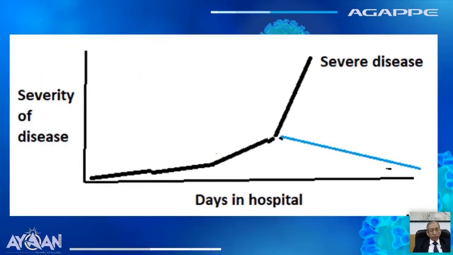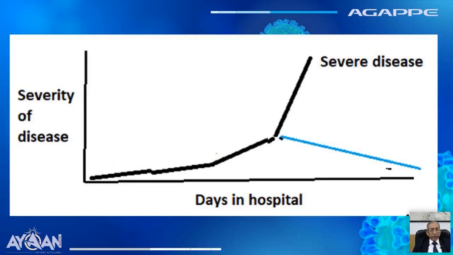Now, this is a graph. You can see that the x-axis is the days in hospital, and the y-axis is the severity of the disease. As the days increase, the severity increases, and you can see a fork-like appearance. In most of the cases, let us say 80%, the patient recovers slowly and is eventually completely recovered. But in 2% of the cases, you can see that the severity of the disease increases at a particular point.